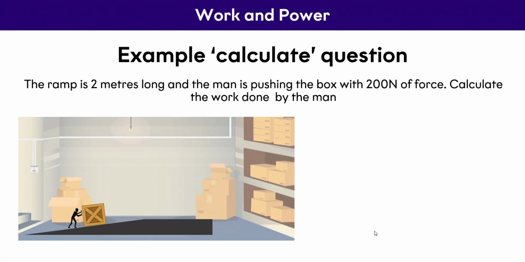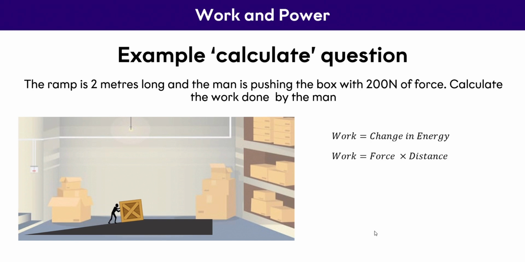They may also ask you to use work in a calculation. So they might say the ramp is 2 meters long and the man is pushing the box with 200 newtons of force. Calculate the work done. So in this case, we're just dealing with the box being pushed up the ramp.